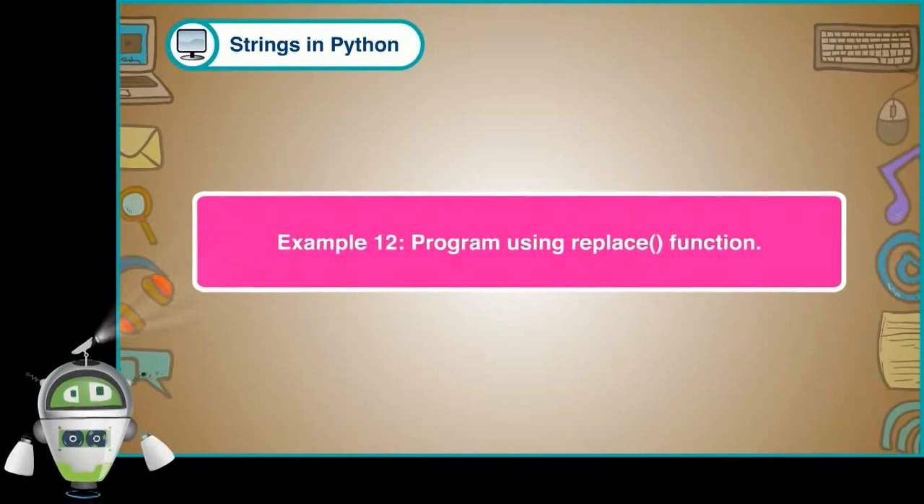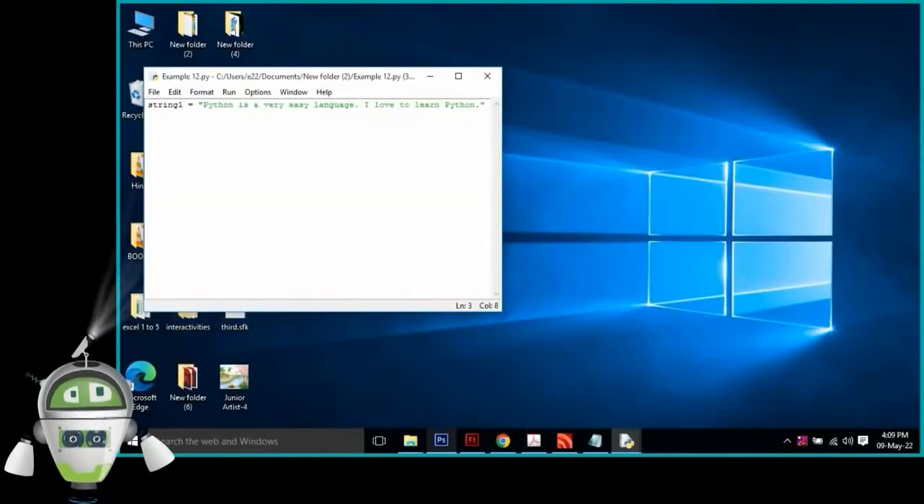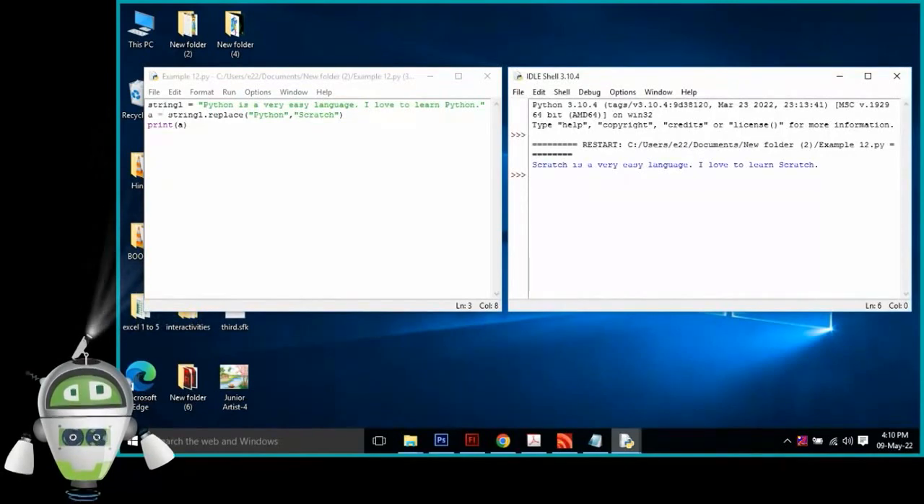Example 12. Program using replace function. string1 = "Python is a very easy language. I love to learn Python", a = string1.replace("Python", "Scratch"), print(a). Output is: Scratch is a very easy language. I love to learn Scratch.